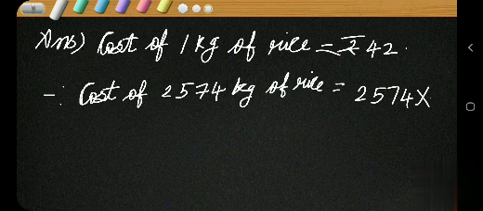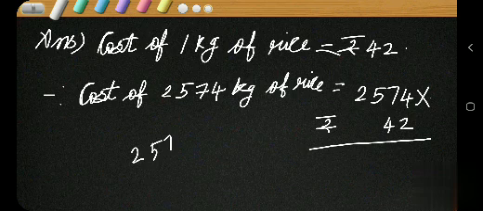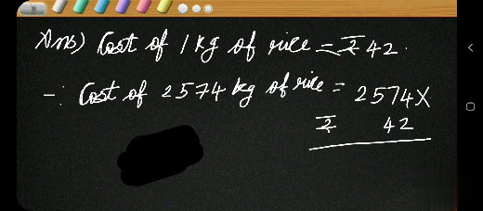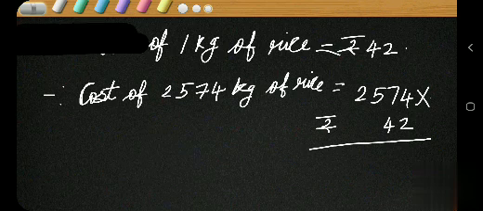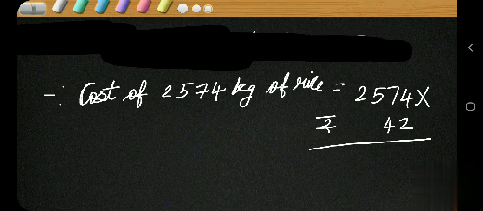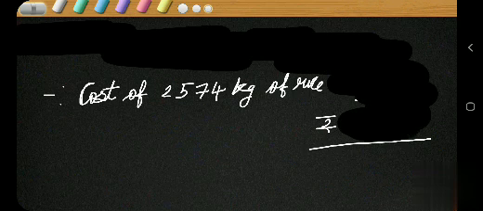2574 into rupees 42. This much rupees. Okay, so let's try to find out. How to multiply? First we have to multiply 2574. Do one thing, I have no space here. Let me take a new page. You can please continue. You need not rub. You can continue the problem there itself. I have no space, so let me take a new page. Okay? Yes. What is the product?